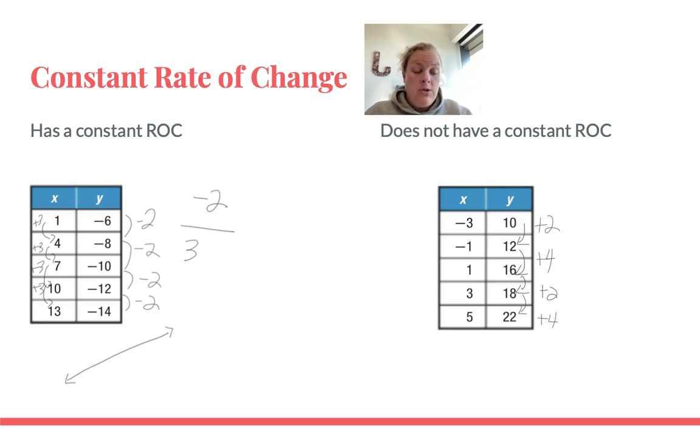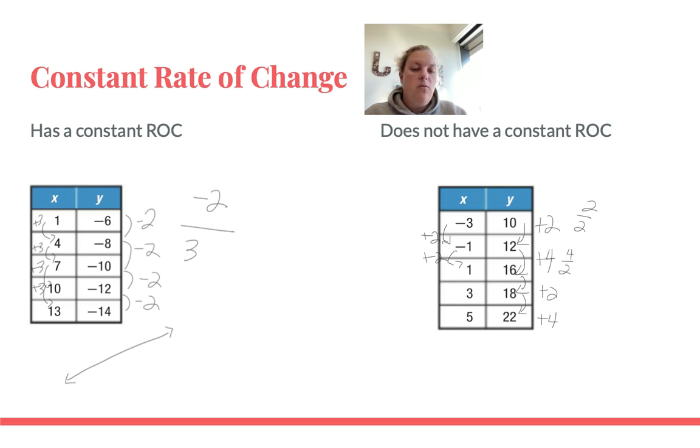Now, what we want to make sure is that our fractions reduce to the same amount. So in this case, if I go from -3 to -1, it's a +2. So my first fraction should be 2 over 2. But here's where it gets different, and this is how we know this does not have a constant rate of change: we go from -1 to +1, which is still a +2, but our fraction becomes 4 over 2.